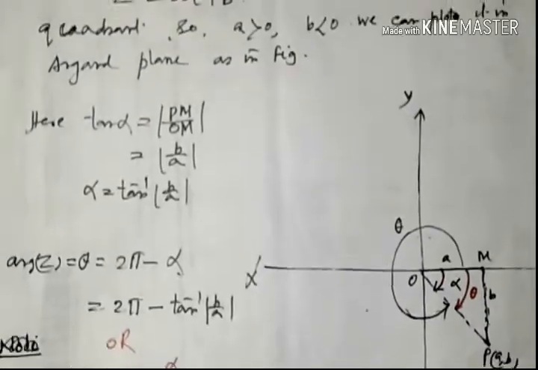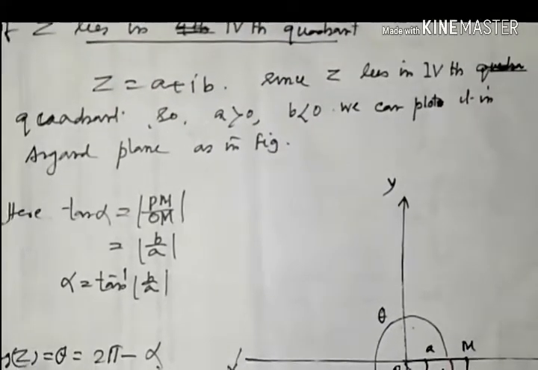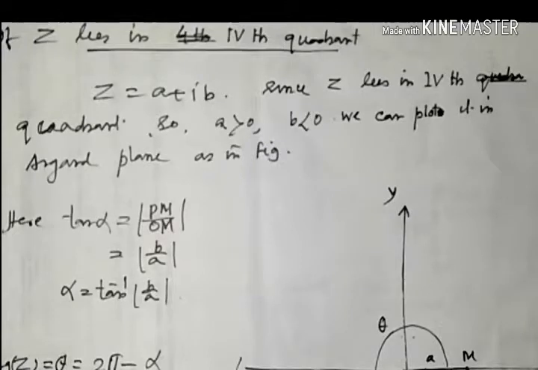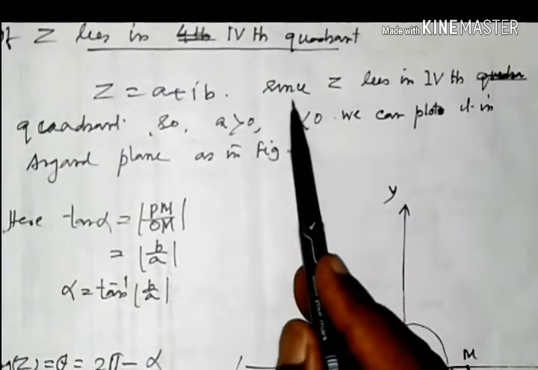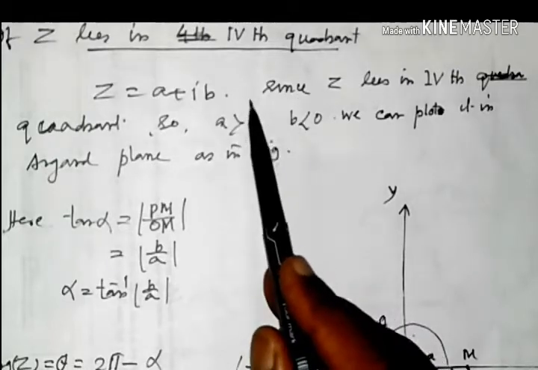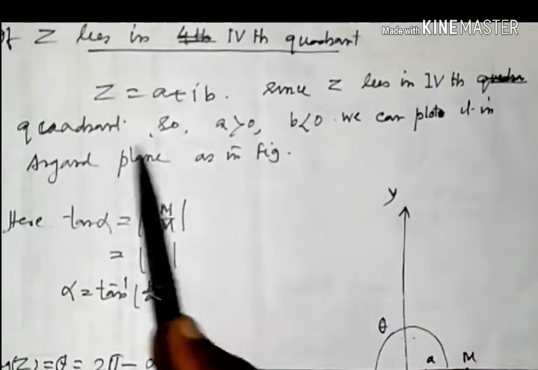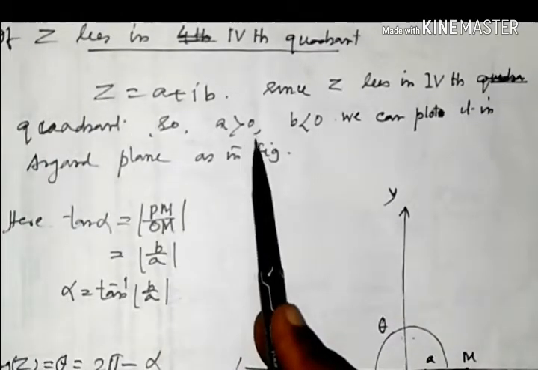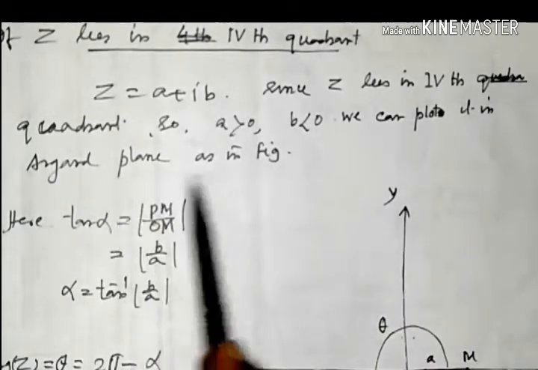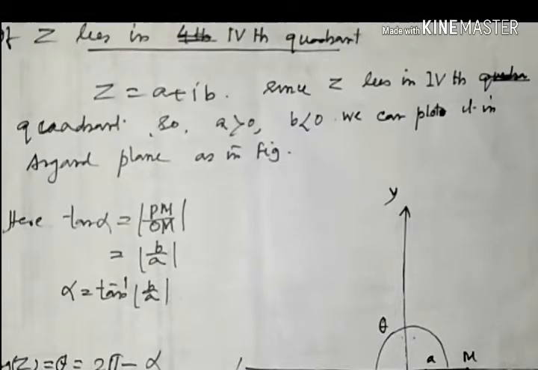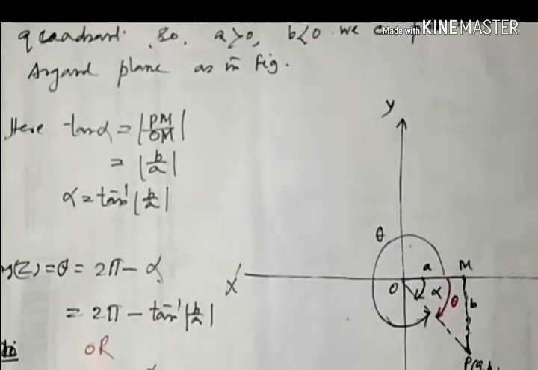Case 4: if z lies in the fourth quadrant, that is, z = a + ib is a complex number. Since z lies in the fourth quadrant, a is greater than 0 but b is less than 0, and we can plot it in the Argand plane as in the figure. There is the figure here.